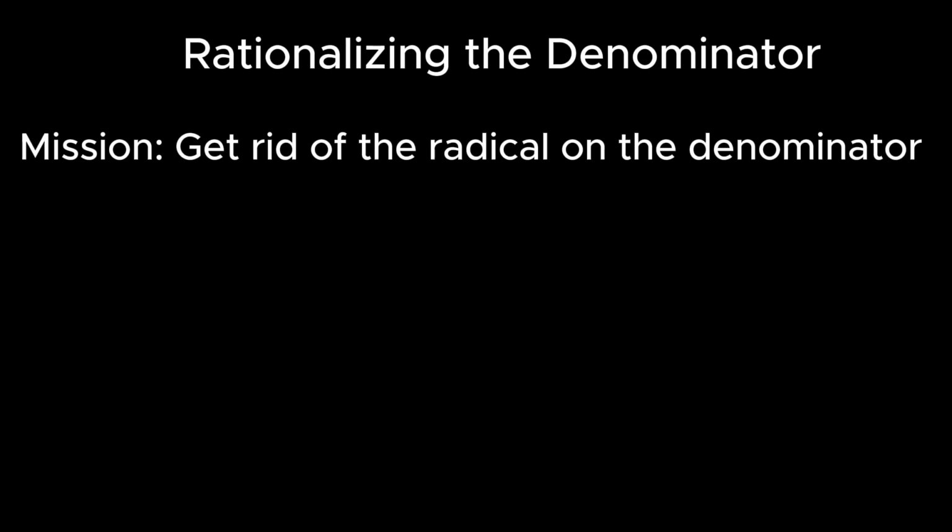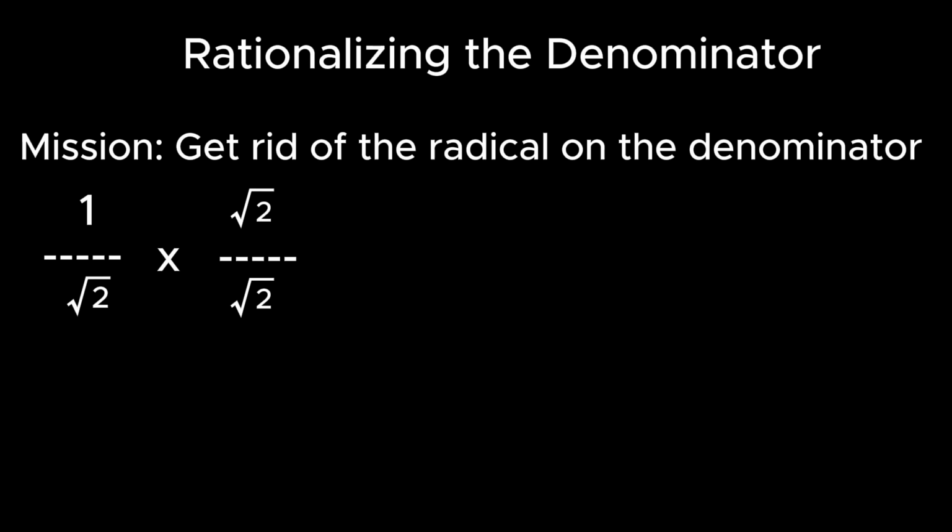Good, everyone. Today, I'm going to be teaching you about how to rationalize a denominator. Your mission right now is to get rid of the radical in the denominator in this expression. How would you get rid of the radical 2? Well, all you have to do is just multiply the top and the bottom by the square root of 2.